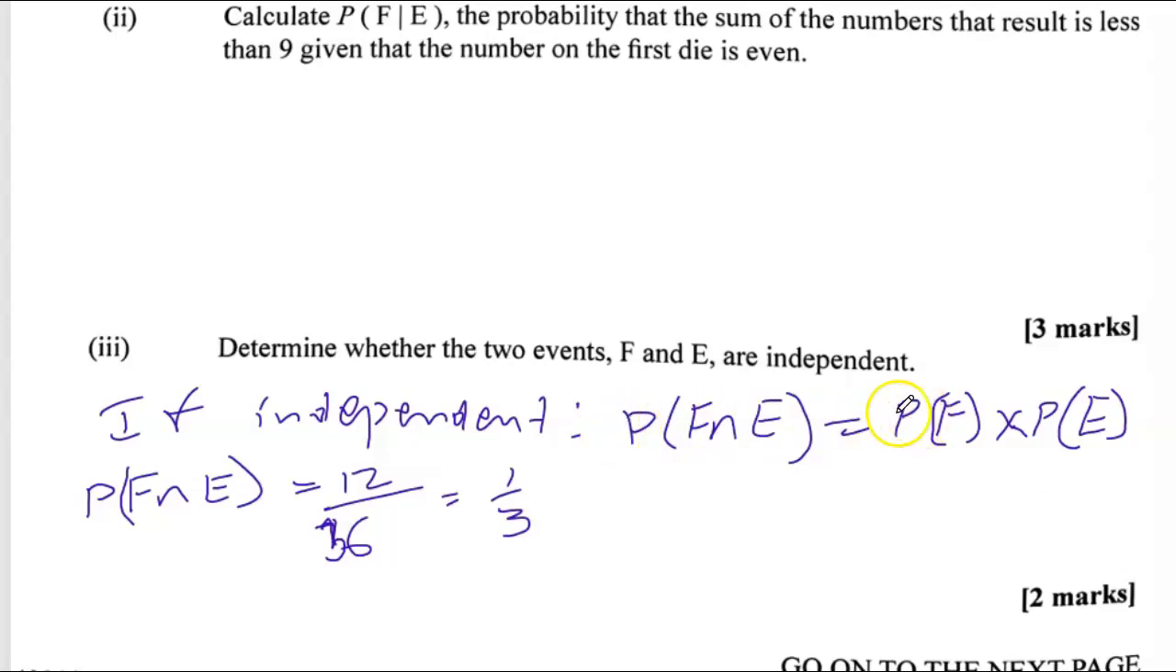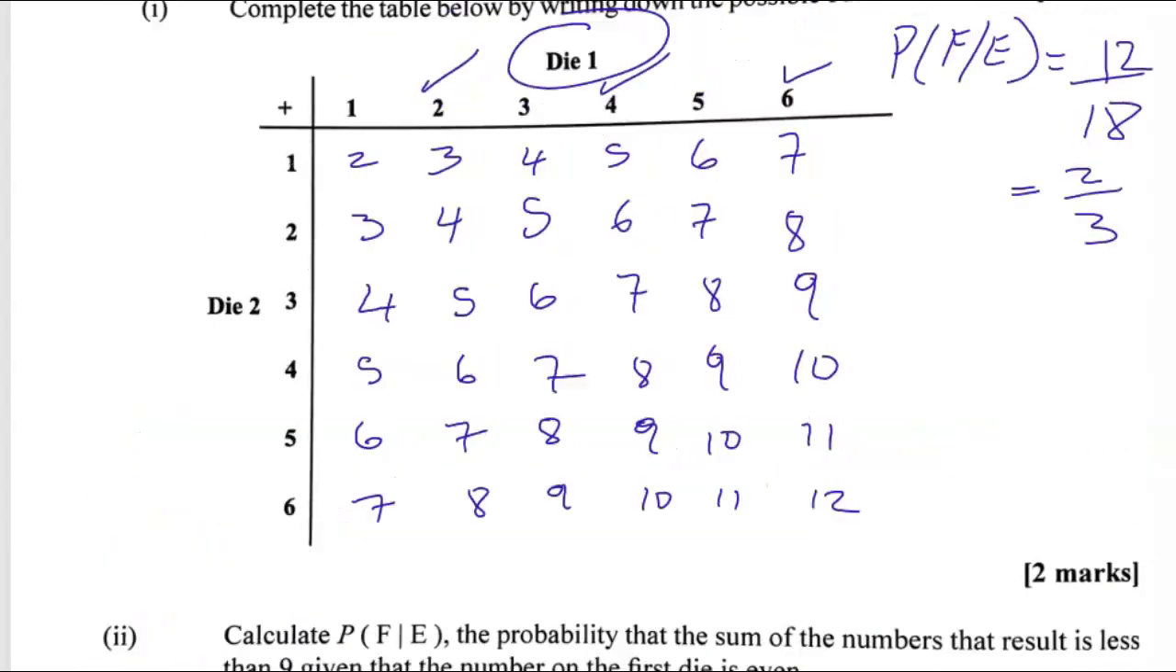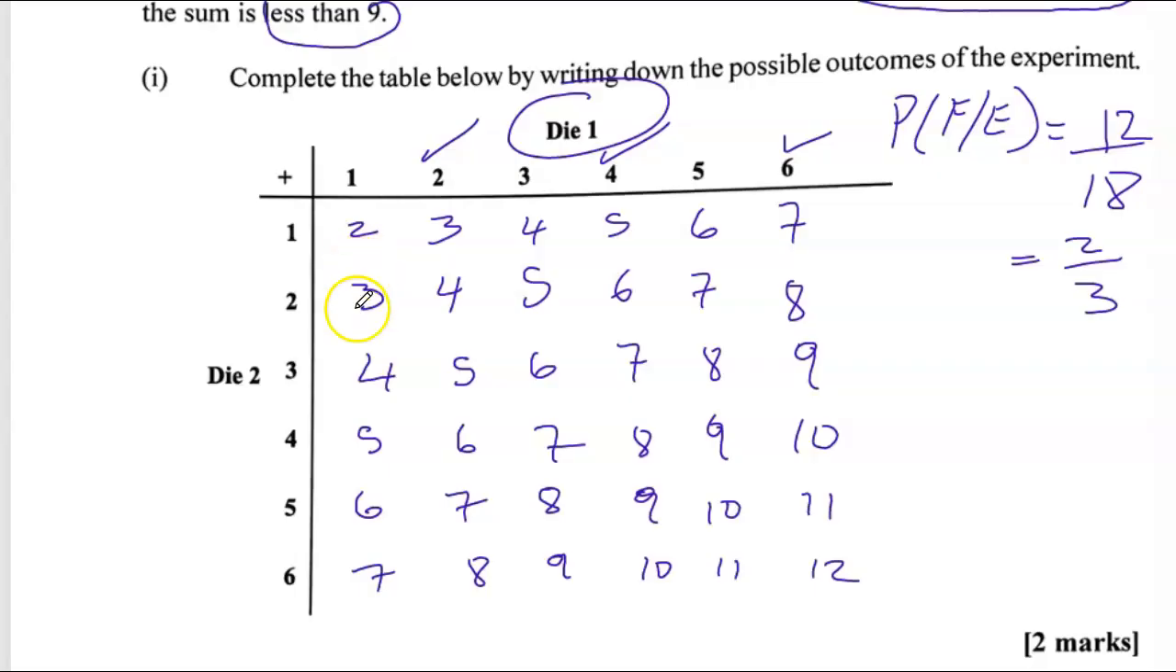Alright, the probability of F, the probability that a number is less than 9. We can count all the numbers that are less than 9. Less than 9 in the first column, that's 6. Second column, another 6 again. So that's 12.